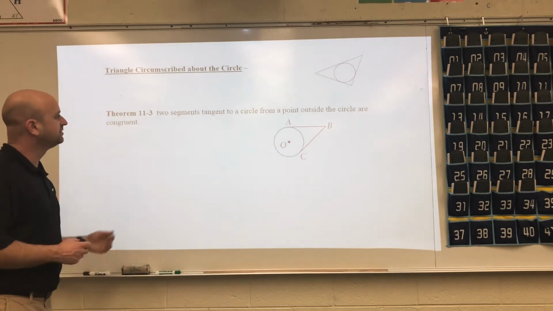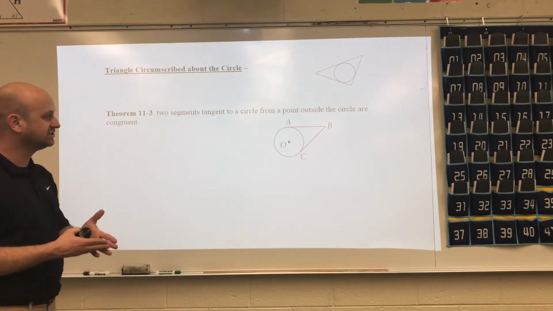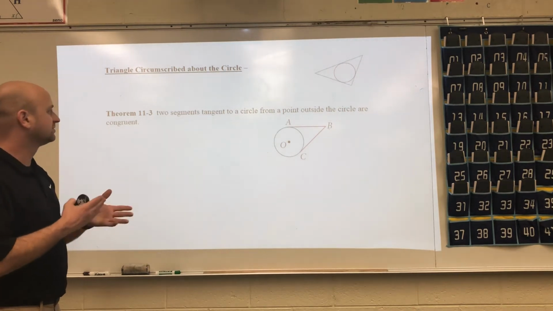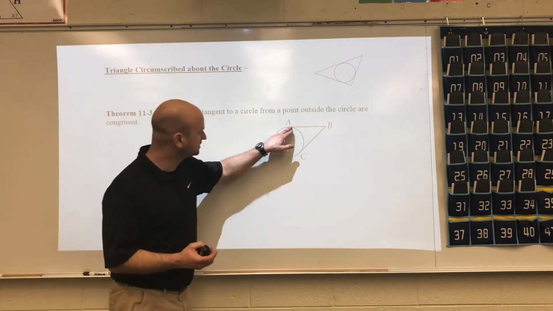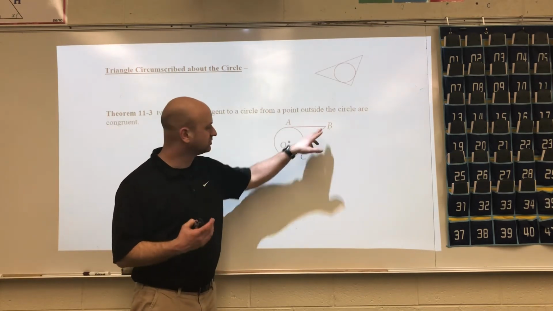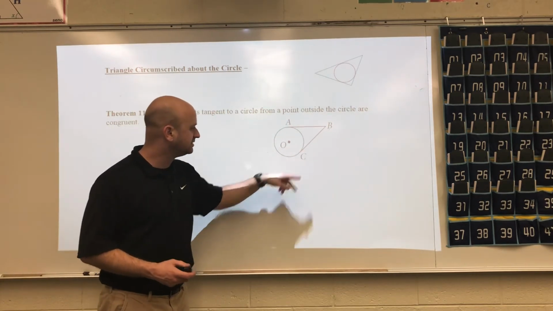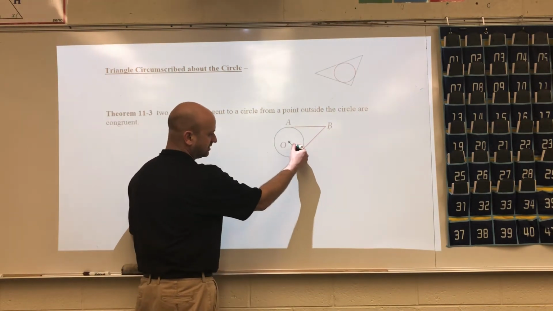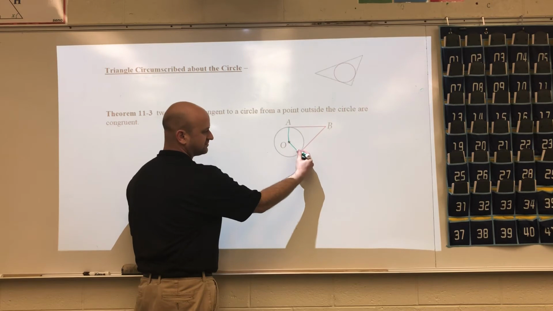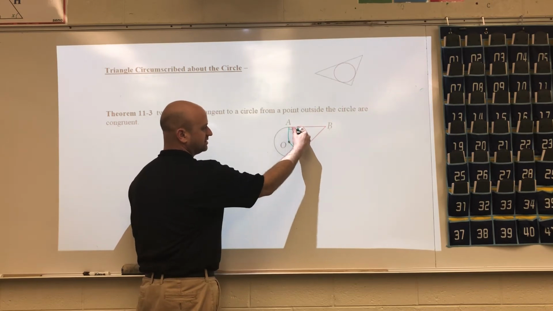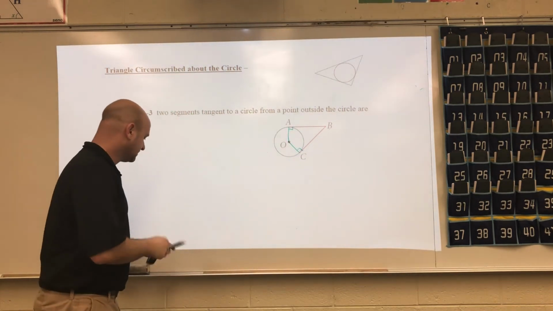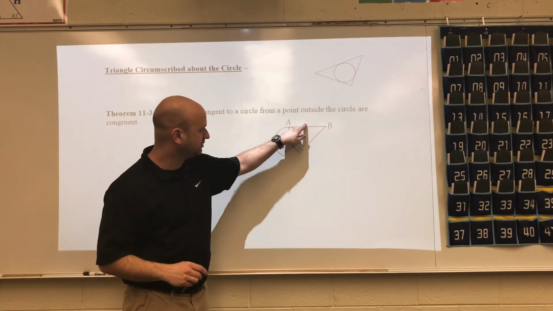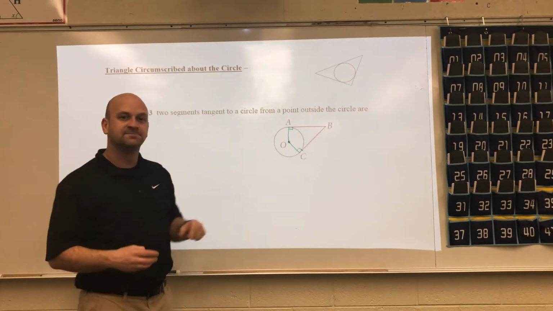All right, we have a new theorem here, and it says if you have two segments tangent to a circle from a point outside the circle, then they're congruent. The segments are congruent. So this segment AB is congruent to segment BC. We also know that if these are tangent, then what kinds of angles are formed here? These are going to be 90-degree angles.